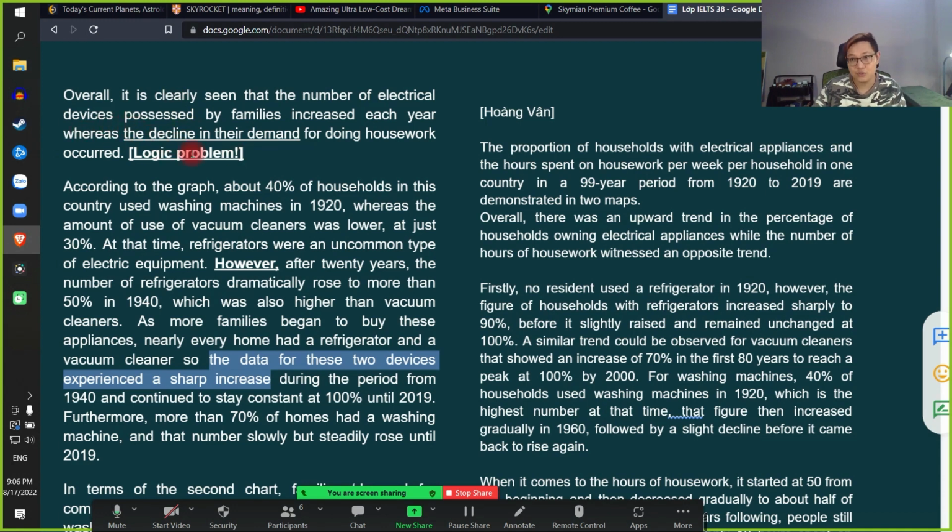See over here I said logic problem because it's not a safe assumption over here. Mọi người có hiểu cái chuyện cái nào safe, cái nào không safe không? Cái nào an toàn, cái nào không an toàn để mà mình giả định không?